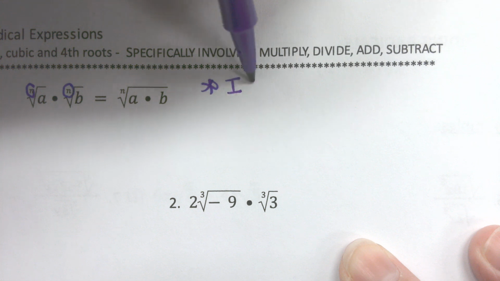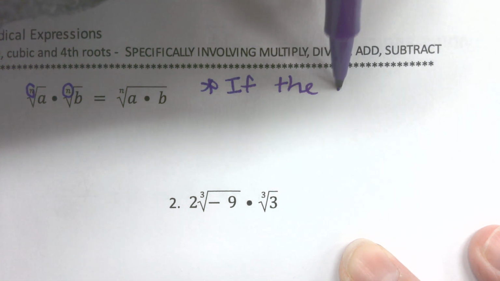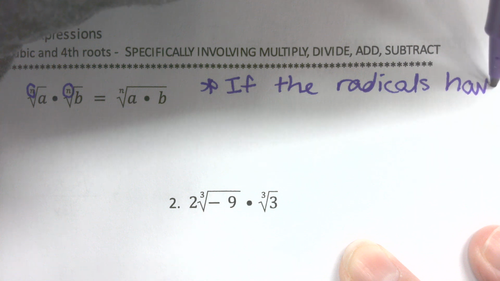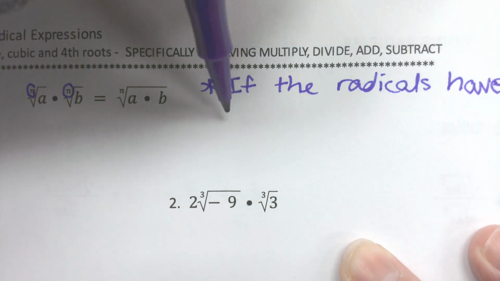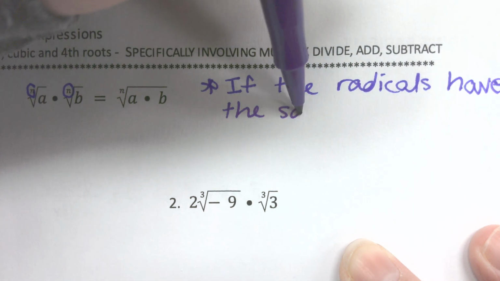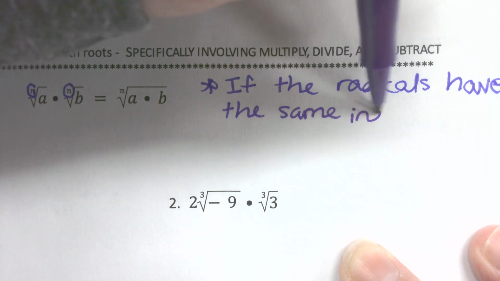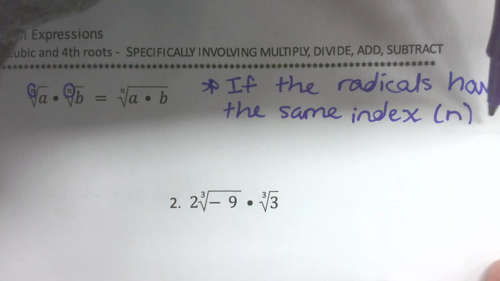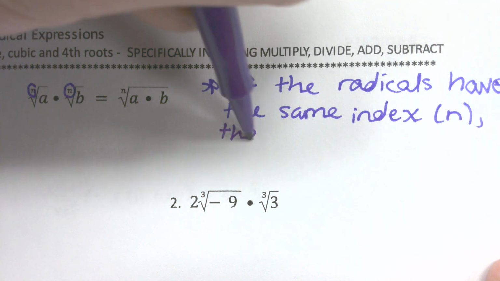If the radicals have the same index, again, that is just what the n is, then you can multiply.